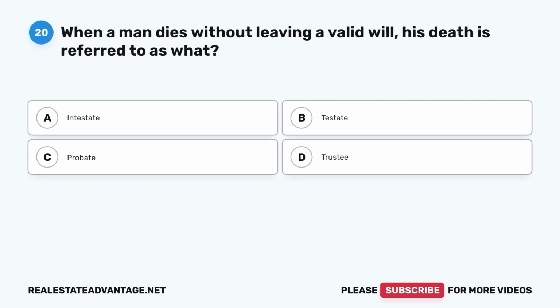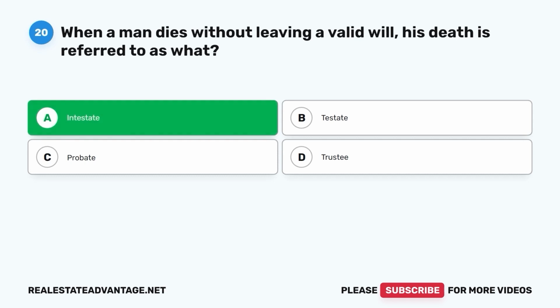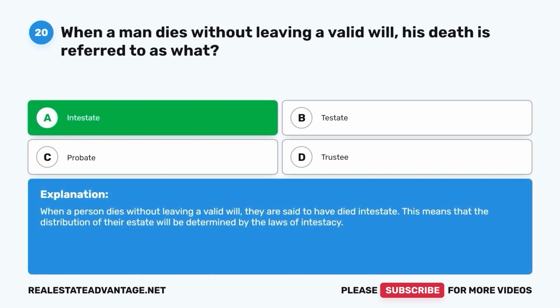Question 20. When a man dies without leaving a valid will, his death is referred to as what? A. Intestate. B. Testate. C. Probate. D. Trustee. The correct answer is A. Intestate. When a person dies without leaving a valid will, they are said to have died intestate.